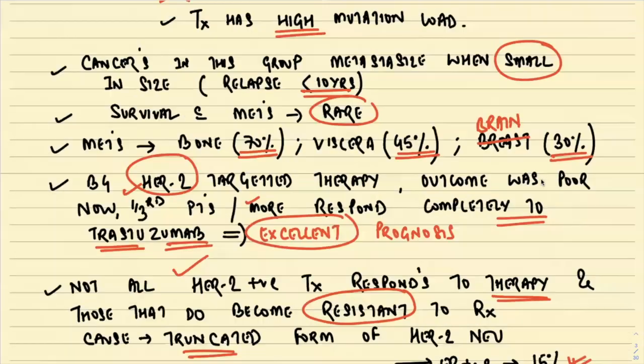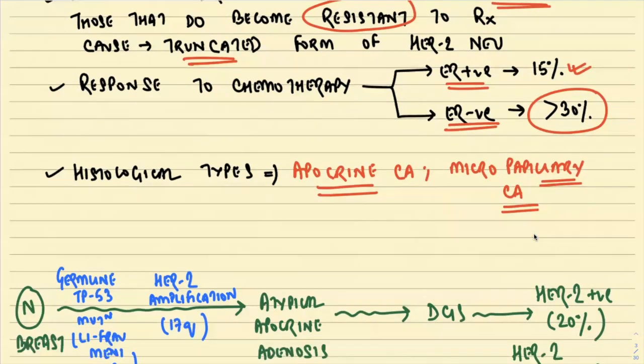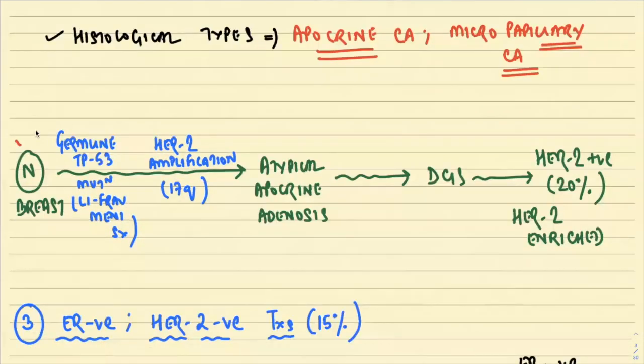Okay. Now, after this, which histological types correspond to the HER2 positive? The apocrine carcinoma of the breast and the micropapillary carcinoma of the breast correspond to this histological type. Now, if you look over here, the normal breast, if they are having germline TP53 mutation in case of Li-Fraumeni syndrome or HER2 amplification in chromosome number 17, it is leading to a precursor lesion that is called atypical apocrine adenosis, which gives rise to ductal carcinoma in situ, and that is finally giving rise to invasive breast carcinoma, which is HER2 positive. Okay, this is comprising 20% of all these sporadic breast carcinoma. So is it very clear?